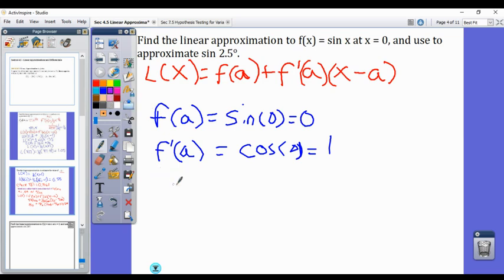So f of a was 0. f prime of a was 1 times x minus 0. So that's giving me a linear approximation of x.